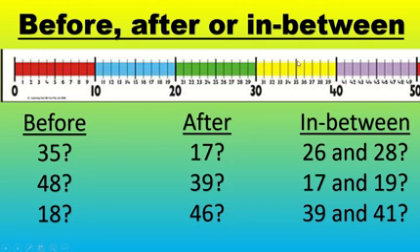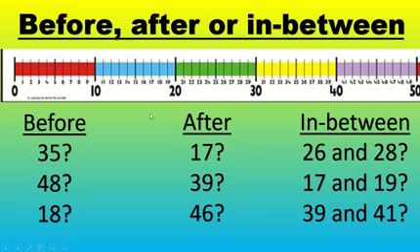So now let's do a little activity. See if you can answer the following. What comes before 35? Before is left. So we find 35. What comes before 35? 34. What comes before 48? We find 48. What is before 48? 47. What is before 18? We find 18 and we take 1 step to the left, 17.